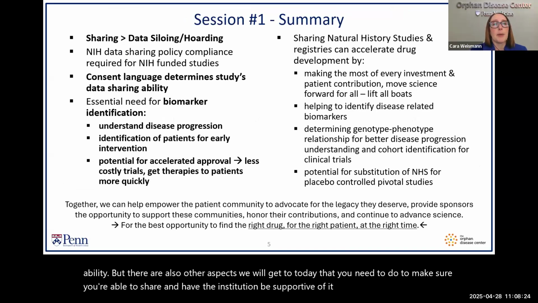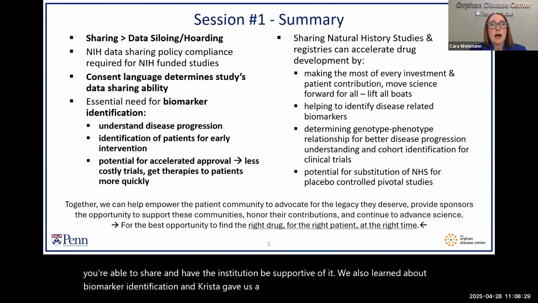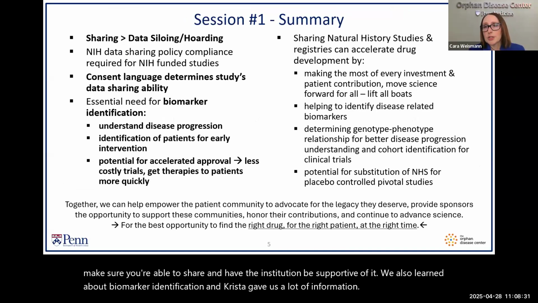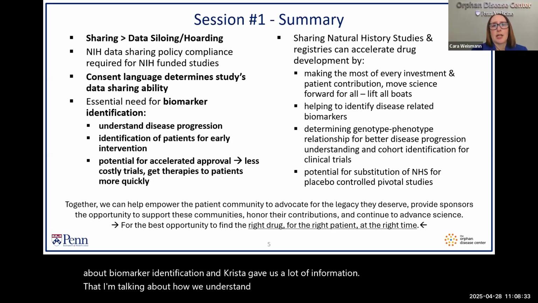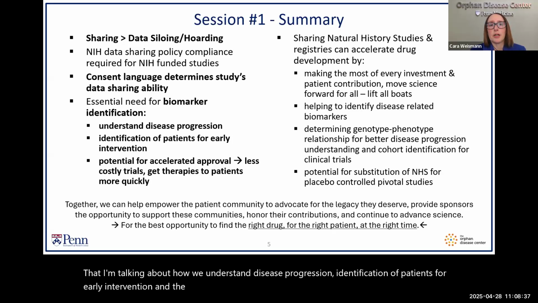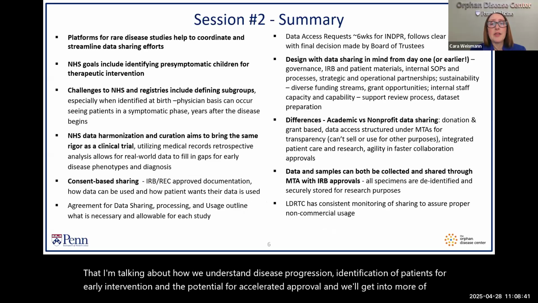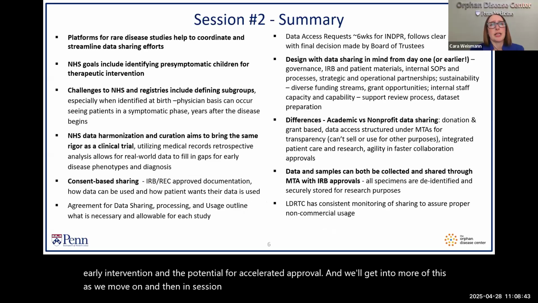We also learned about biomarker identification, and Krista gave us a lot of information on that, talking about how we understand disease progression, identification of patients for early intervention, and the potential for accelerated approval. And we'll get into more of this as we move on. And then in session 2, just a couple of highlights here.